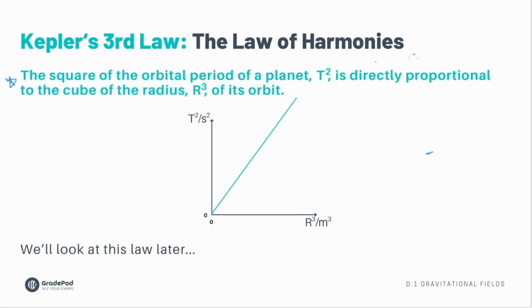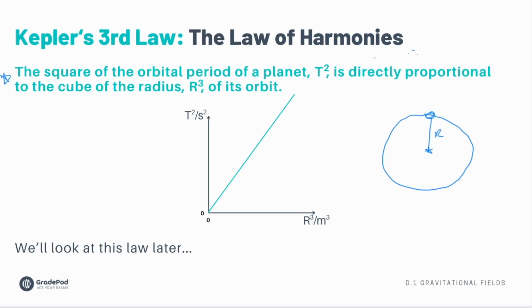Let's draw a little diagram. We've got a star with a planet orbiting it. The radius is here. And the time period is the time taken to go all the way around and back again. Time period. And what that's saying is that the time period squared is proportional to the radius cubed. And that radius is to the centre of the Sun, by the way, and the centre of the planet.